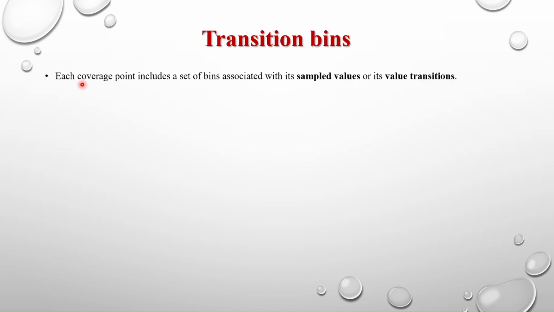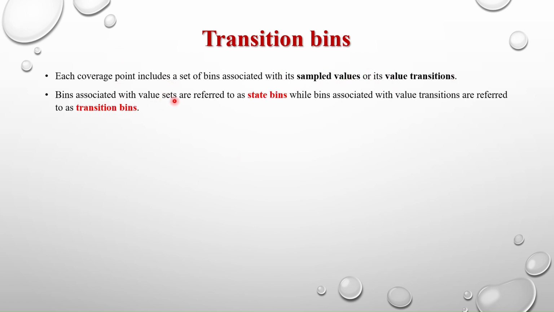In coverage, each coverage point includes a set of bins which is associated with its sampled values or its value transitions. The bins associated with value sets are referred to as state bins, while the bins associated with value transitions are referred to as transition bins. We can categorize the bins as state bins and transition bins.